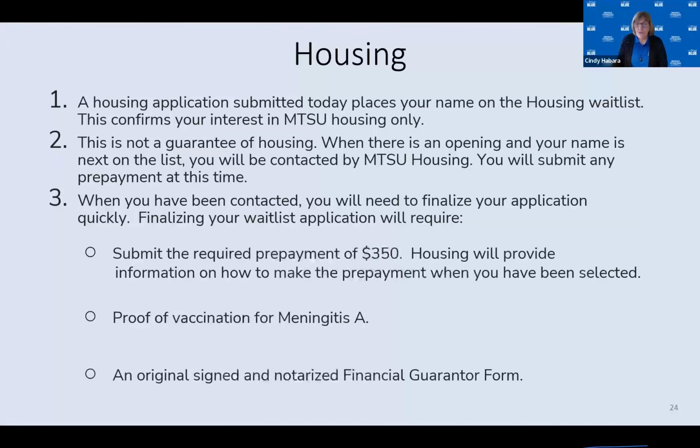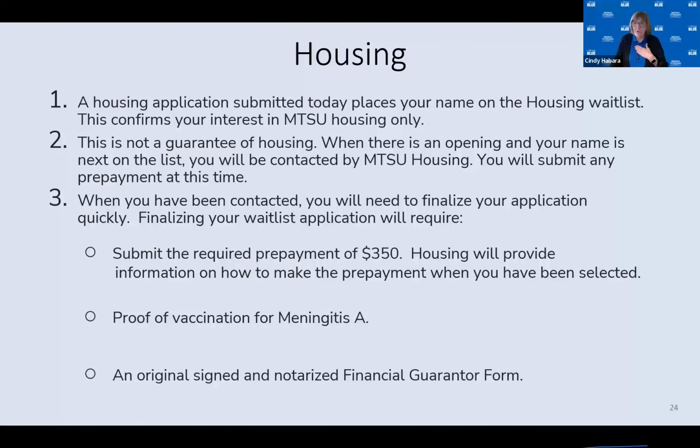When you get contacted, you need to submit your down payment or the prepayment of $350. You need to submit proof of meningitis A, and you need to have the original signed and notarized financial guarantor form. Now, this form cannot be emailed. When I say original, I mean hard copy. So you need to fill it out, have it notarized in your country, and have it physically sent to the United States and sent directly to housing, not to our office.